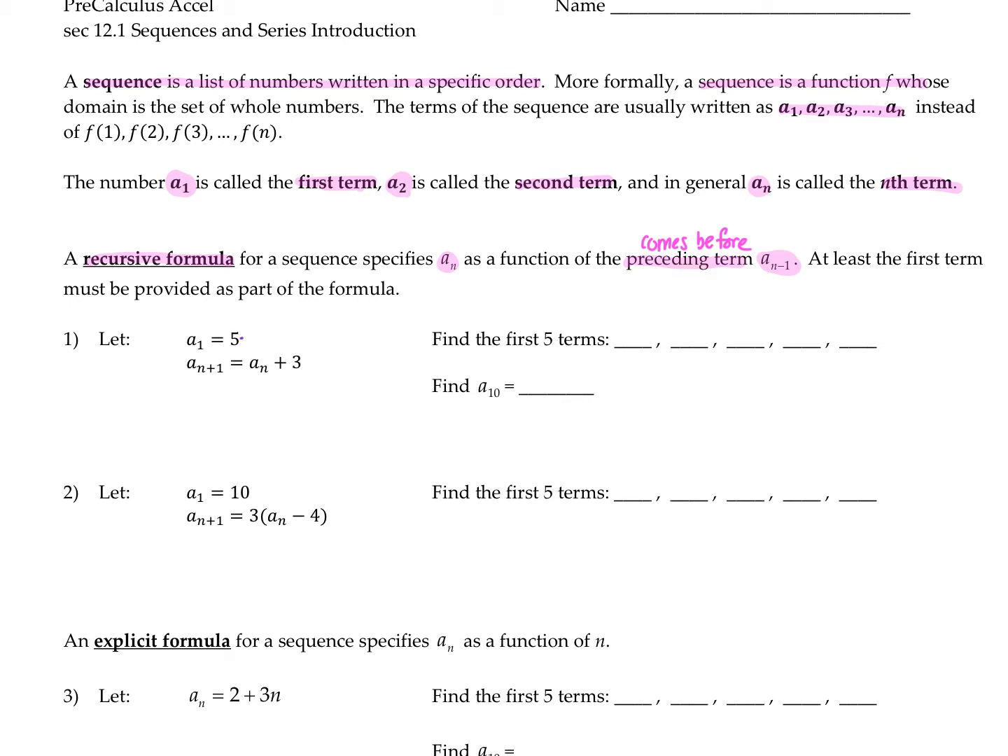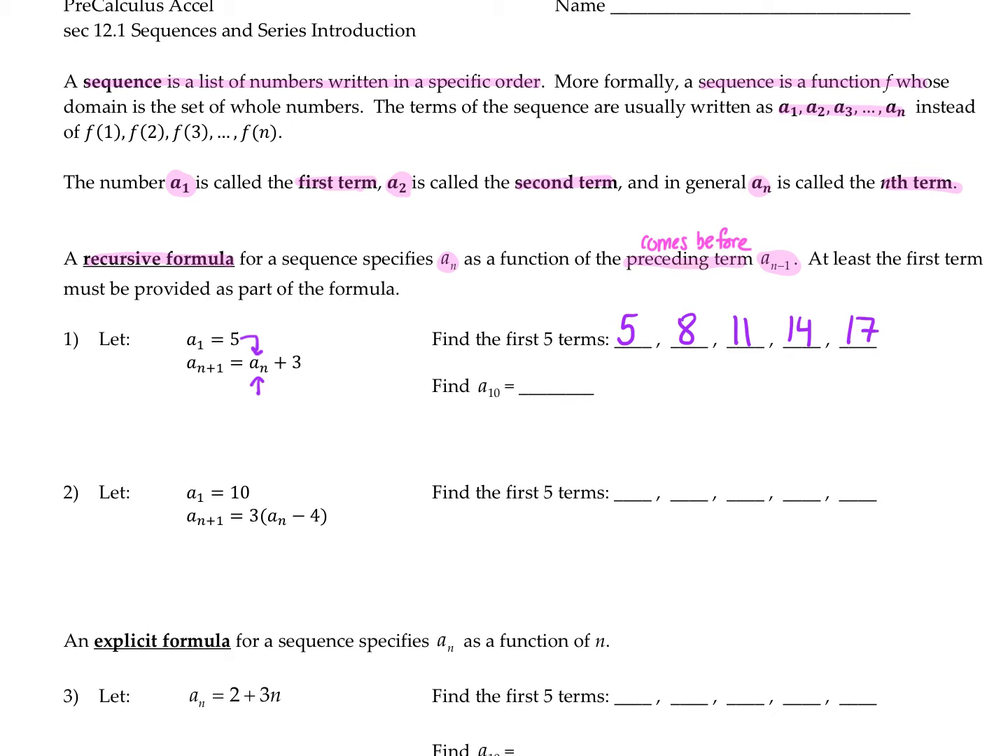So essentially I'm going to take this 5 and I'm going to plug it into this formula. So my first term is 5, then I'm going to do 5 plus 3, then I'm going to get 8. Then I'm going to put 8 in the formula. 8 plus 3 is 11. Then I'm going to put 11 in the formula, 14, 17. So those would be the first 5 terms.